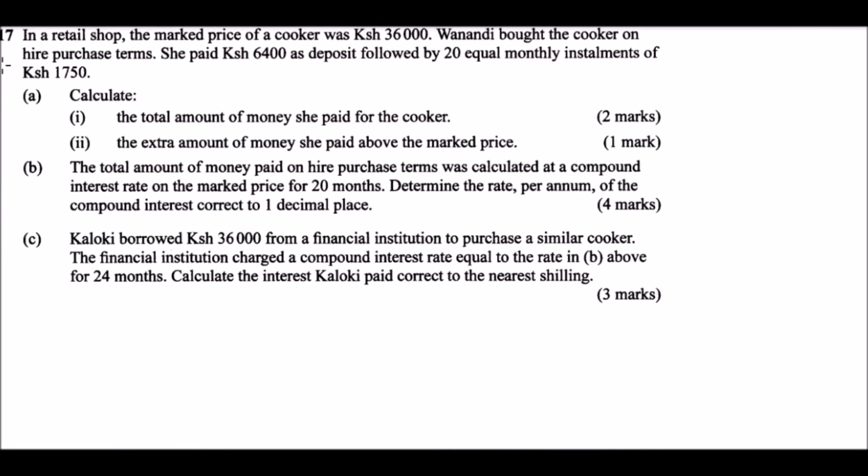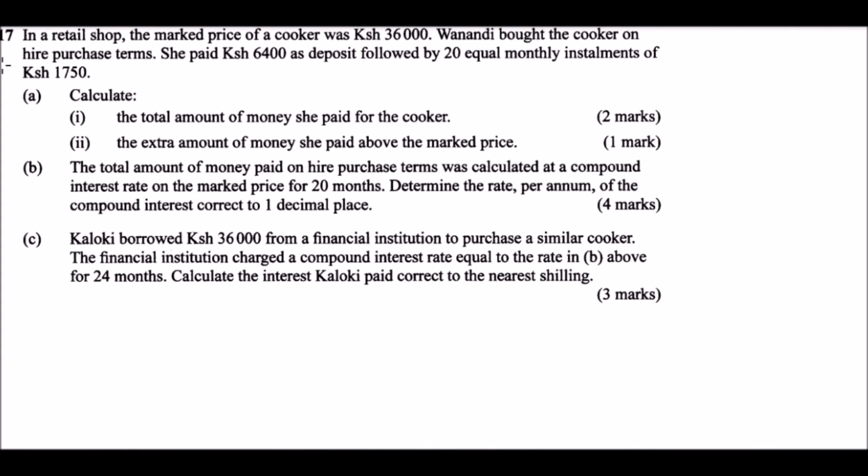It says, in a retail shop, the market price of a cooker was 36,000 Kenyan shillings. Wanjiru bought the cooker on hire purchase terms. She paid a 6,400 Kenyan shilling deposit, followed by 20 equal monthly installments of 1,750. Calculate part A, Roman number 1, the total amount of money she paid for the cooker.